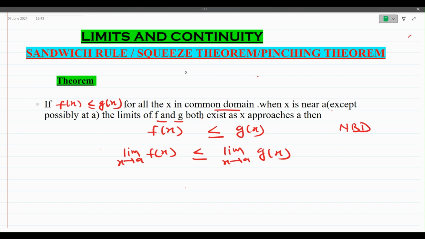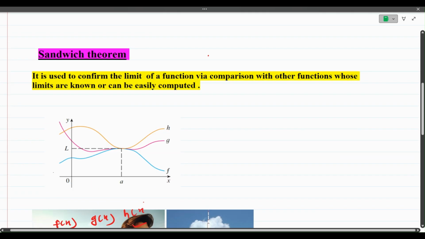So in a common domain, if f of x is smaller than or equal to g of x, then the limit as x approaches a of f of x will also be equal to or smaller than the limit as x tends to a of g of x, where x is near a, remember, and not exactly a. Okay, let's move to the sandwich theorem.